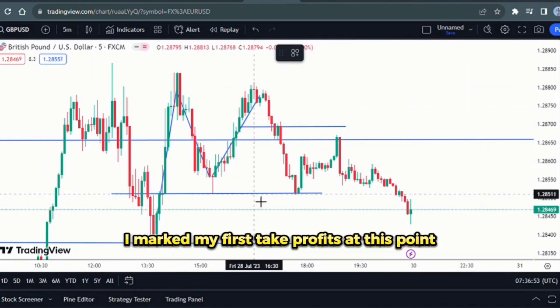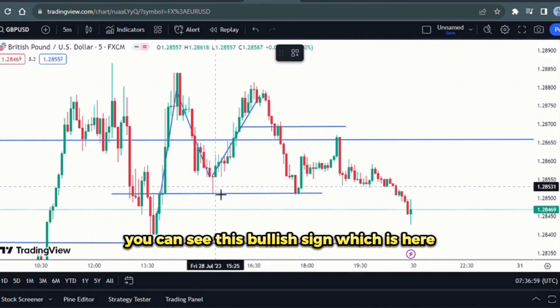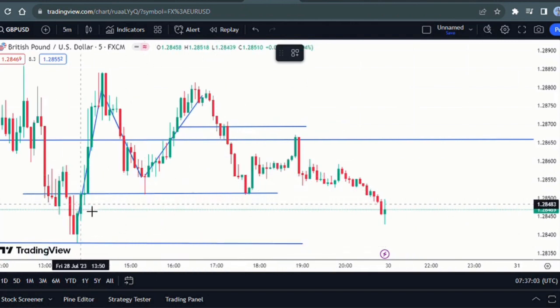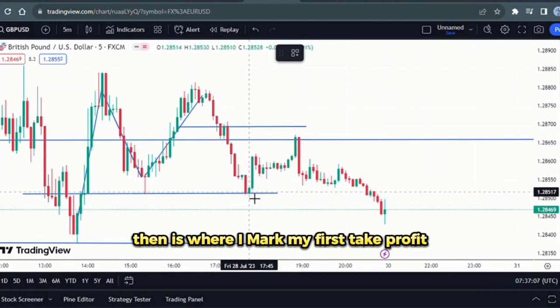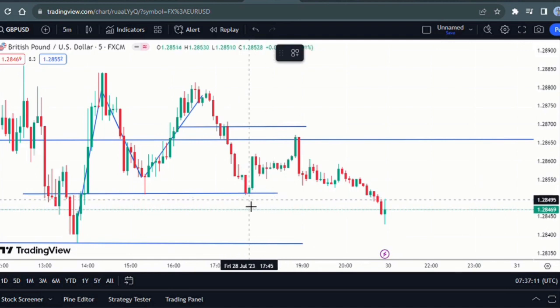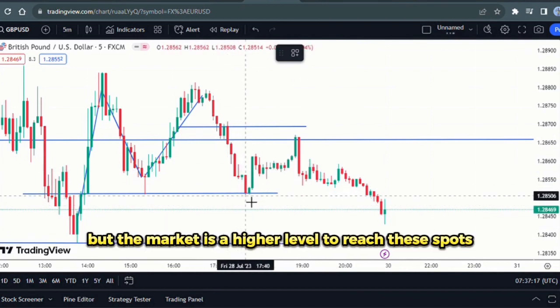And this was where I marked my first take profit at this point, because you can see this bullish sign which is here. So I took a sell up to this point, then this is where I marked my first take profit. So I took my profits at this point, because the market still has to go and maybe break down, but the market is at a higher level to reach this spot.